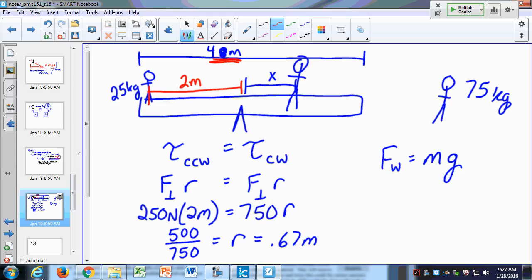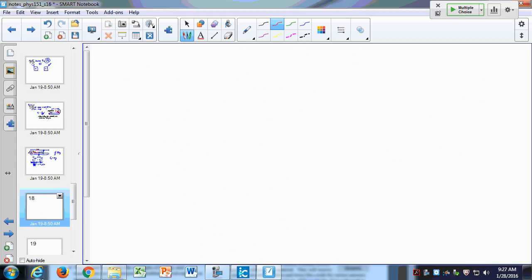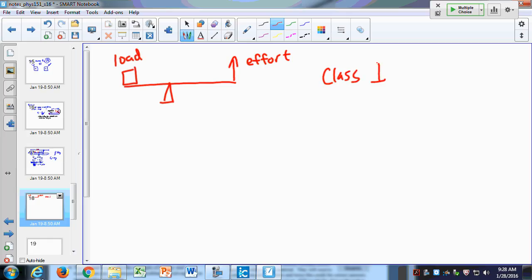There are three types of levers. These are in your book, but you'll need to be able to identify them and also identify different types of levers in the body and otherwise. Type number one, my fulcrum is in the middle. The fulcrum is where it's rotating. This is the most efficient of levers. My weight, my load, is down here, and my effort, the force that I apply, is over here. This is class one. Said it's the most efficient.